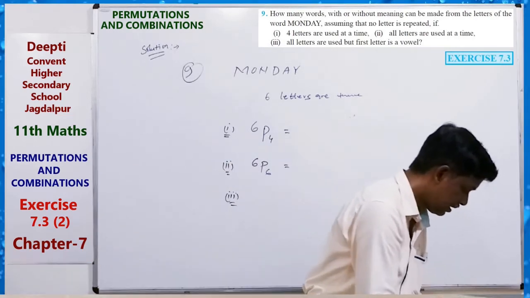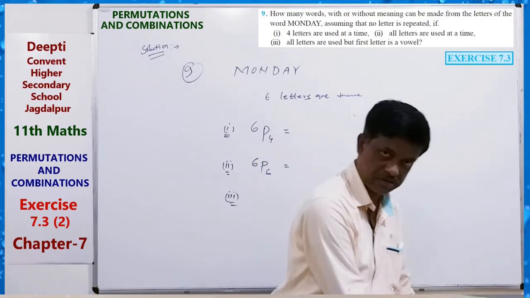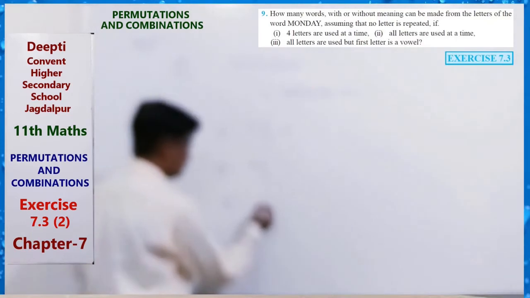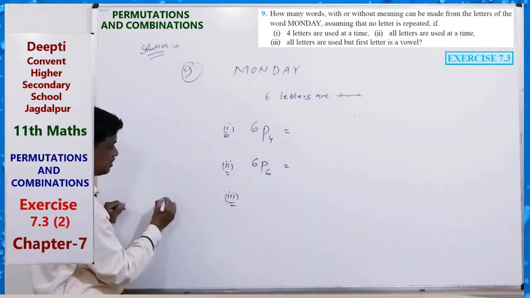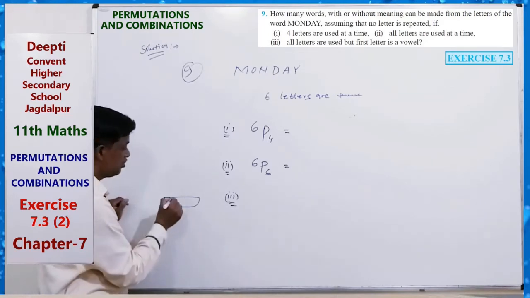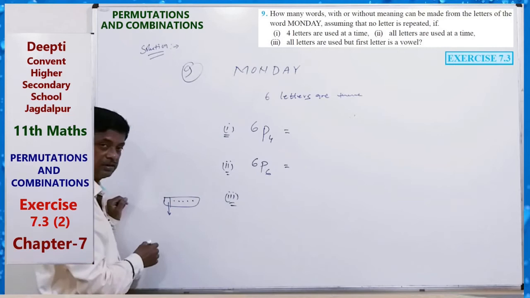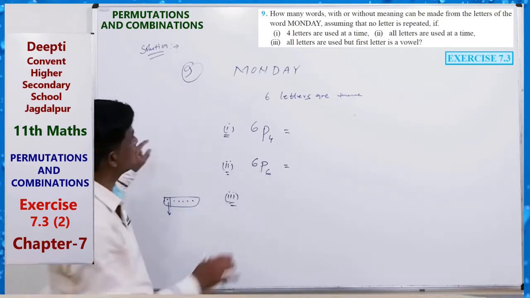Third is all letters are used, but the first letter is a vowel. All letters are used. Here 1, 2, 3, 4, 5, 6 places are there. First is for a vowel, and then 1, 2, 3, 4, 5 are there. Okay, so the first place is for a vowel. How many vowels are there?